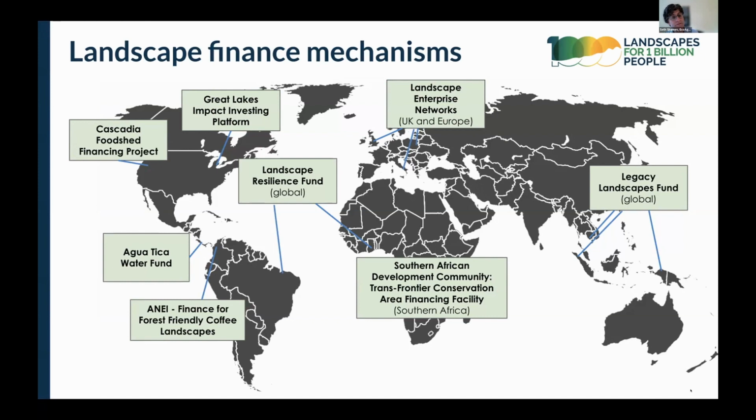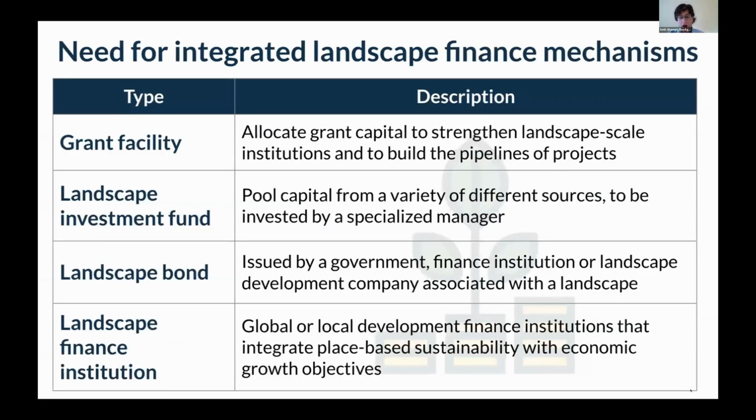Okay, so next slide. All right, so I'll show just a couple of slides here to introduce the framework in which we see these mechanisms, and some examples of types. First, we have the landscape finance mechanisms themselves. And these are the entities through which funds flow directly. So these include grant facilities, as well as mechanisms that contain a commercial component.